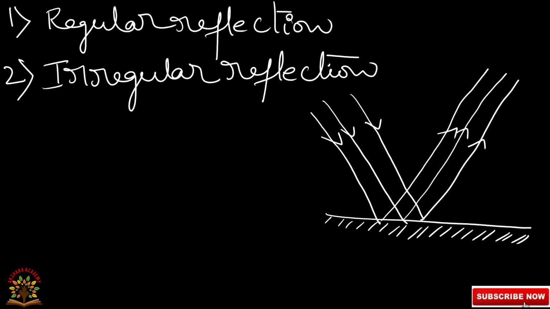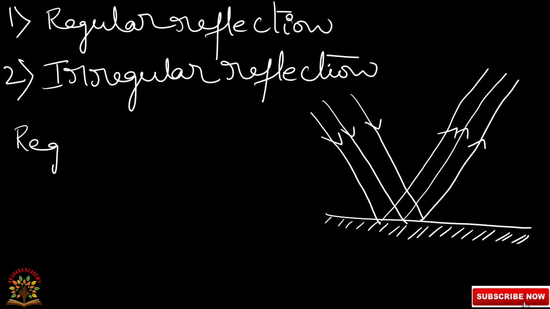Okay, understood? In regular reflection, all these are the incident rays. These are the reflected rays. This arrow indicates the direction of the rays. So these incident rays are striking the reflecting surface at the point of incidence and they are reflected. So these are parallel to the incident rays. Their distances are equal. So that's why in regular reflection all the incident rays are parallel after reflection.